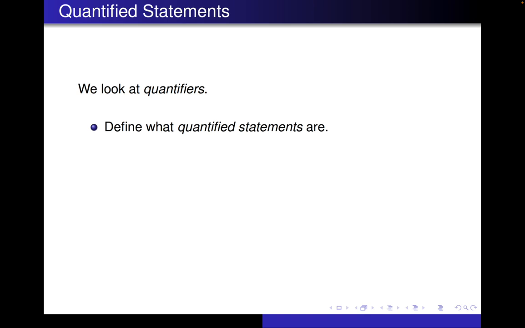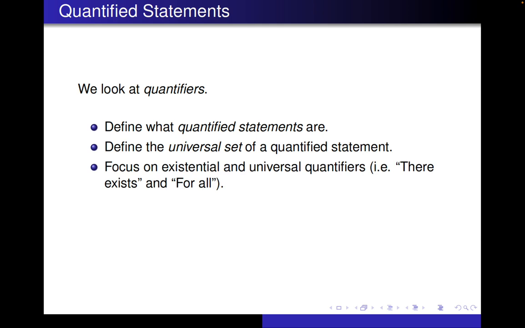In this video, we're going to talk about a special type of statements called quantified statements, and in particular the quantifiers that make them quantified statements. We're first going to define what quantified statements are. We're going to define the universal set of a quantified statement. And then we're going to focus on the two types of quantified statements that are most important in mathematics. They're called the existential quantified statement and universal quantified statements. And those are the statements that have "there exists" and "for all" in them.